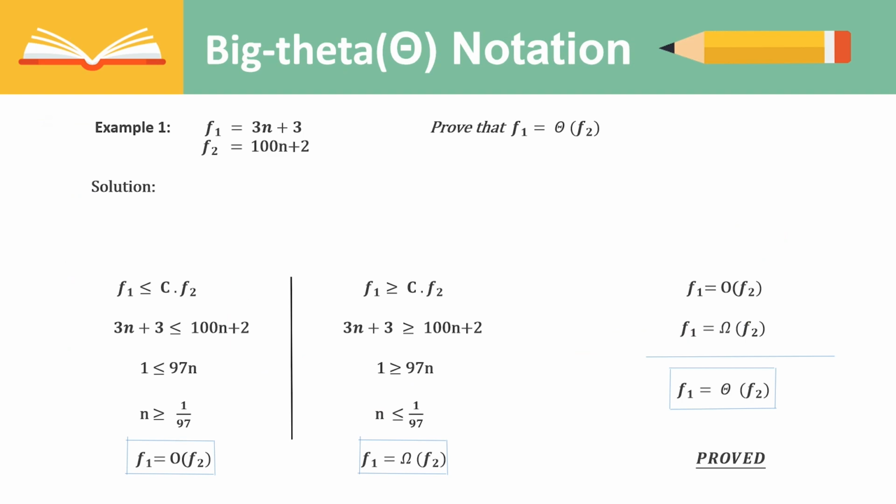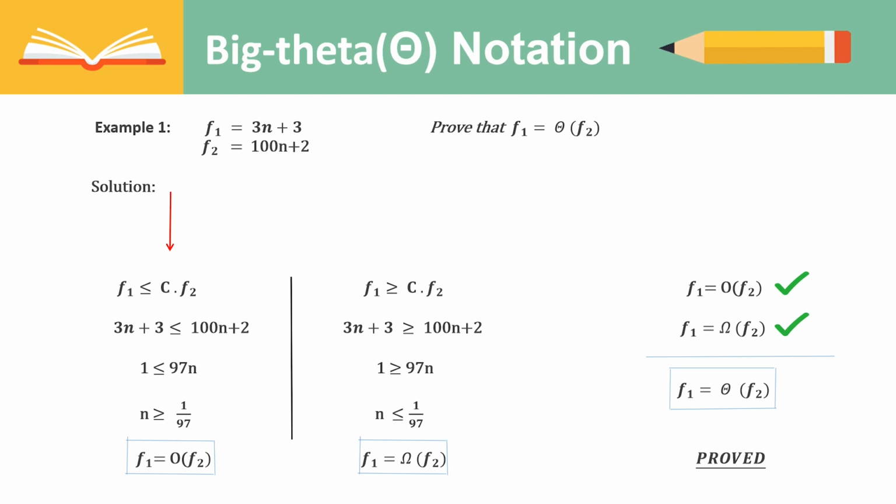Let's see an example of big theta notation. Example 1. There are two functions f1 and f2. f1 is equal to 3n plus 3 and f2 is equal to 100n plus 2. Both f1 and f2 are linear equations, so they will show linear growth. Now we have to prove that f1 is equal to big theta of f2. To prove this, we have to prove f1 is equal to big O of f2 and f1 is equal to big omega of f2.